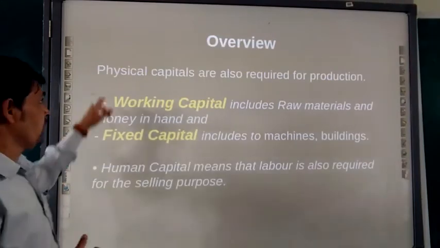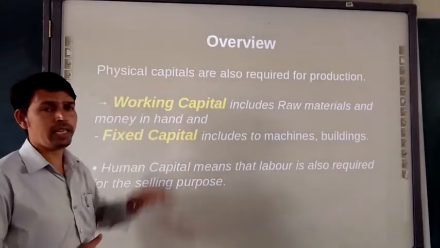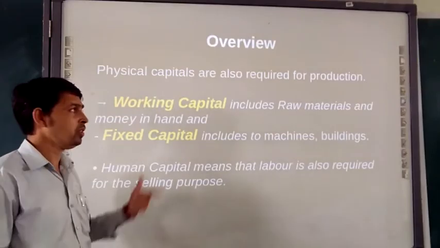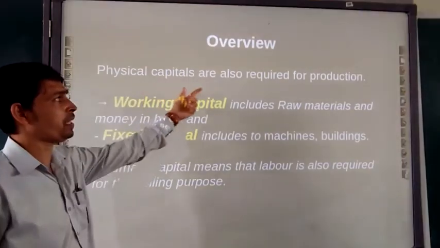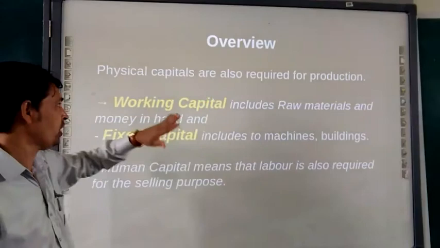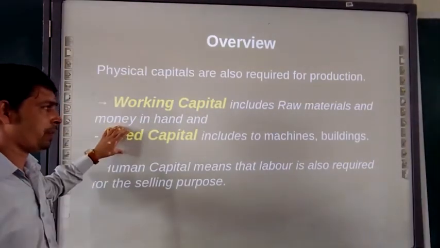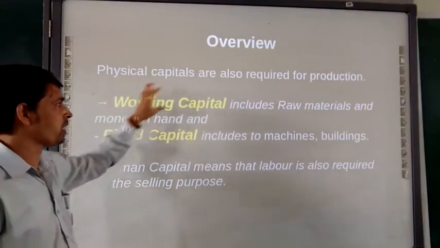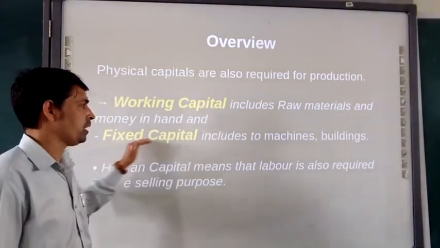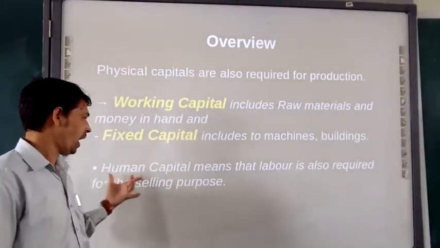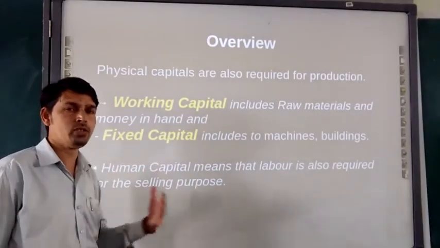Next, we talked about the physical capital, which is divided into two. Please make a note of it. Physical capital is also required for the production. In that, working capital is here and fixed capital is here, right? And what comes under working capital? What comes under fixed capital? And lastly, the human capital is very important.